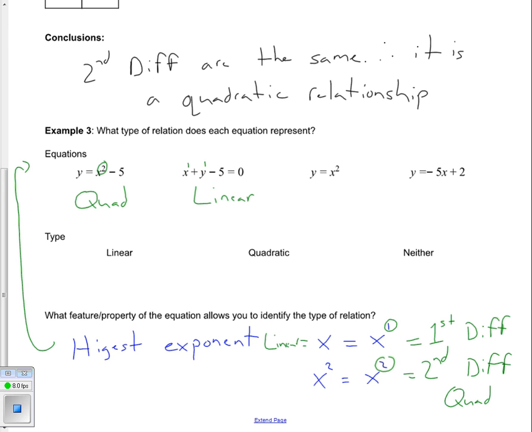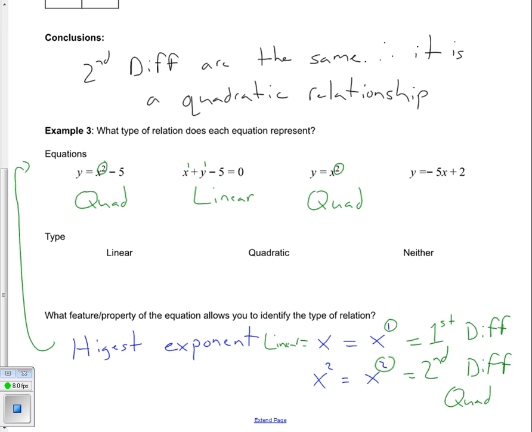Again, if we shift to the right one, we've got y is equal to x squared. Okay, well, if it's y is equal to x squared, the highest exponent is 2, and so this is quadratic. Okay, in fact, y is equal to x squared is what's known as the parent form of a quadratic relationship. We'll talk about that in the next unit.